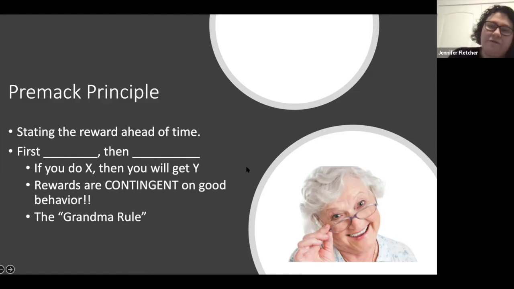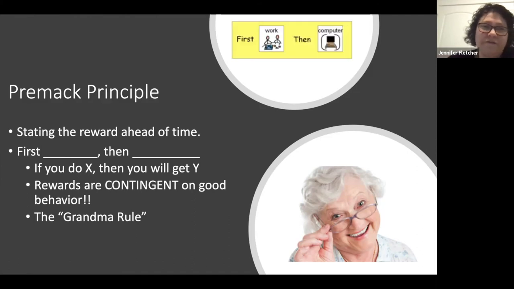So there's the little frame for you. The main thing to remember, some people just call it the first-then statements. So first, if you do X, then you get Y. So all the rewards are basically contingent on that good behavior that they're supposed to do. Maybe all you want them to do is to go put their stuff away. You can say, okay, first go put your stuff away, then you can watch TV.